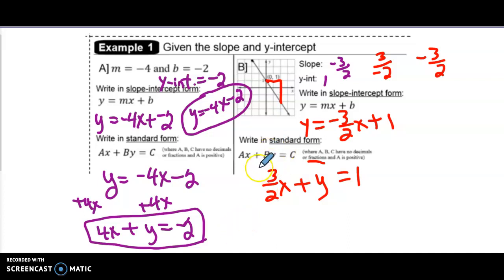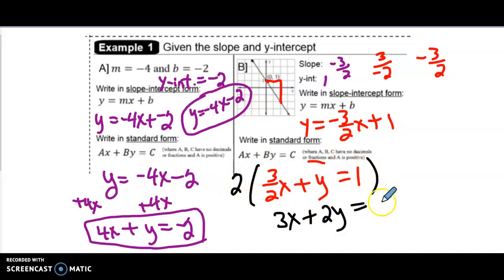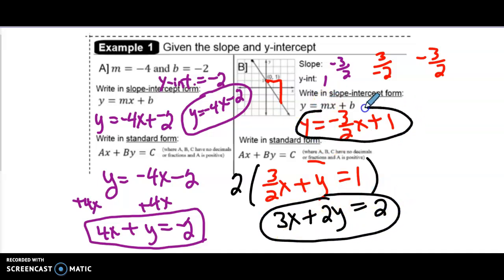So what I need to do is multiply everything by 2. Okay? 2 times 3/2 x is 3x. 2 times y is 2y. 2 times 1 is 2. This is my answer in standard form. This is my answer in slope-intercept form. Same line, just different forms. Okay?